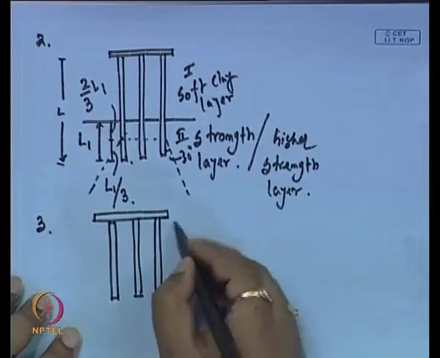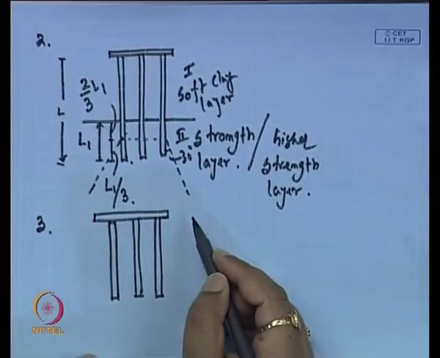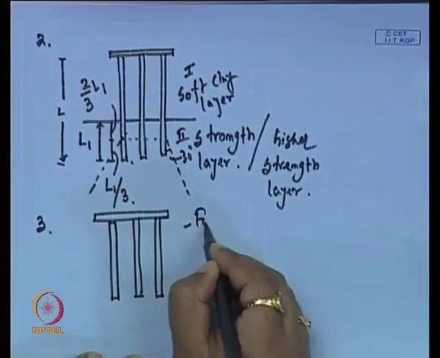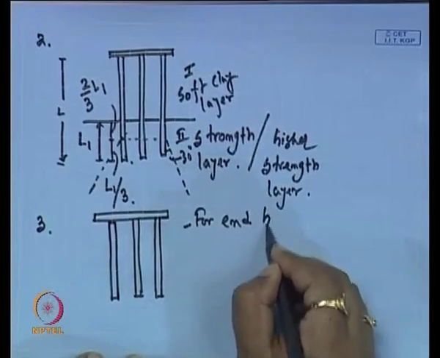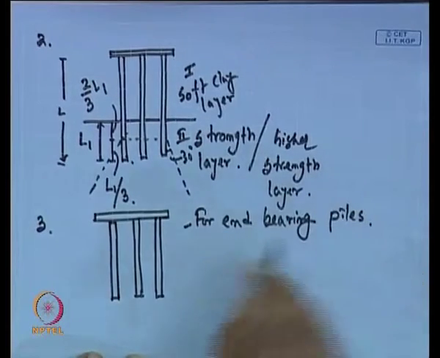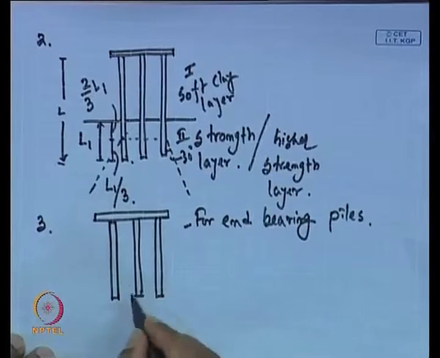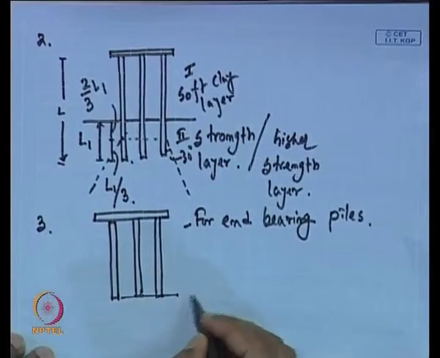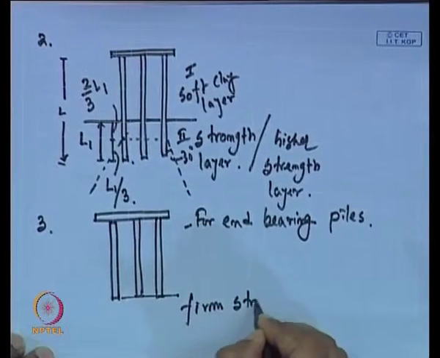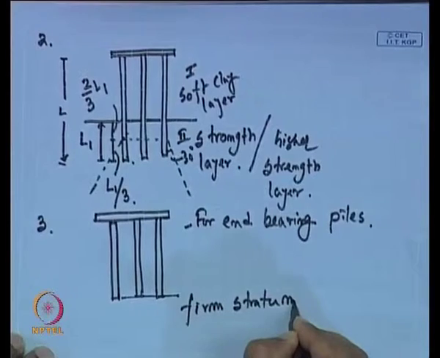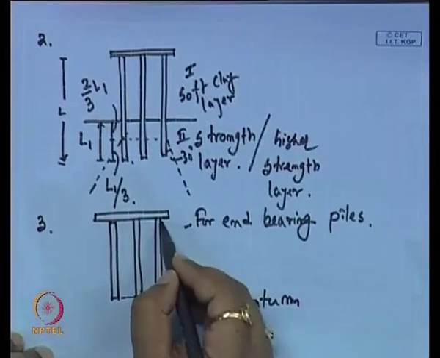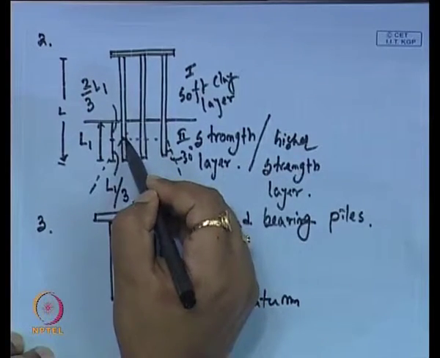So, these are the end bearing piles. The previous cases were the piles in soft clay. Now, these are the end bearing piles for firm strata. So, this one is the firm stratum. Now, for that firm stratum, the equivalent raft is acting at this level.